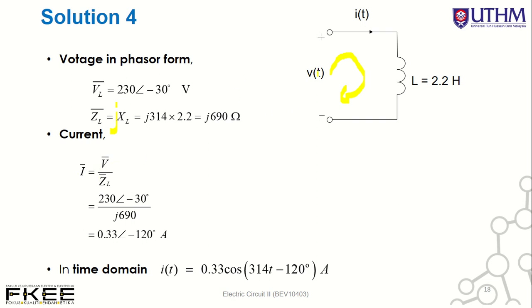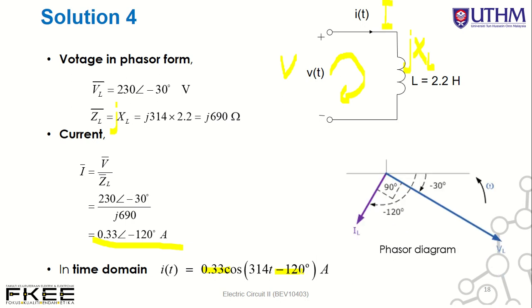Then you convert to the phasor diagram. This is V, this is I, in the phasor domain circuit. This is j omega L. Then you can determine I, the current. Once you have the current in the phasor domain, you can transfer to the time domain. This is the magnitude, and this is the angle. Okay, clear?